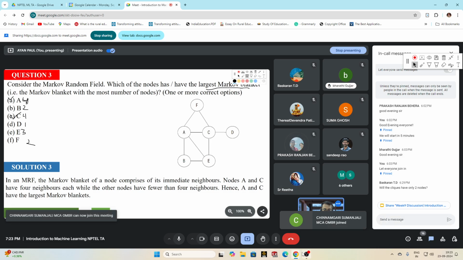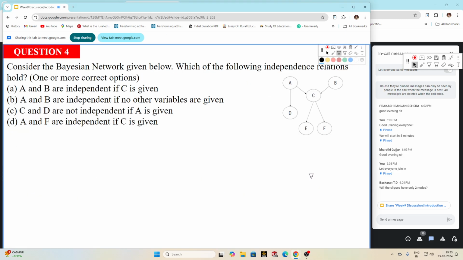Okay, so consider the Bayesian network given below. Which of the following independency relations hold? A and B are independent if C is given. True or false?